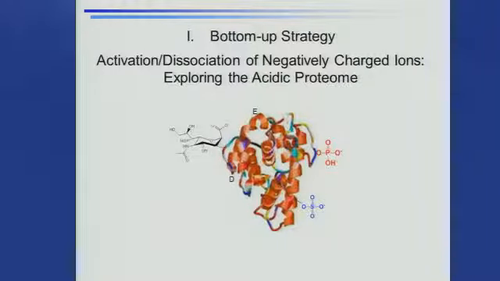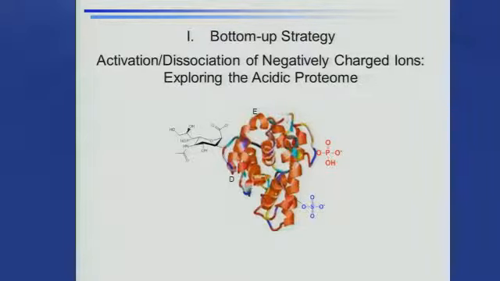Now I'm going to show how this UV photodissociation method can be used in the various opportunities for proteomics, starting with a bottom-up strategy. This one I'm going to mention briefly, involving analysis of the acidic proteome, focusing on negatively charged ions. This is really a bit of a shortfall of collision-induced dissociation methods, which work wonderfully for the more basic side of the proteome, for positively charged ions.